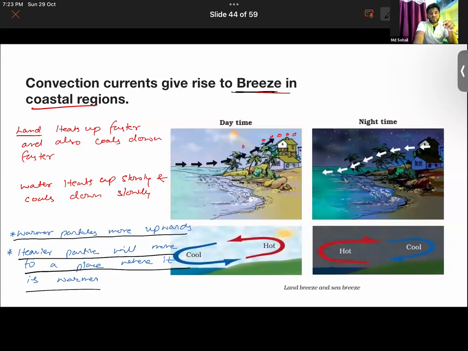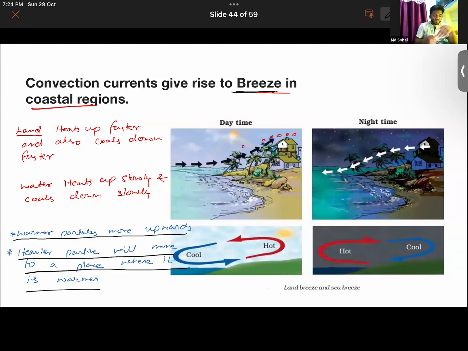Sir, can you read the two points? Yes. The first point, the one in blue: warmer particles move upwards. Then the next point: heavier particles will move to a place where it is warmer.